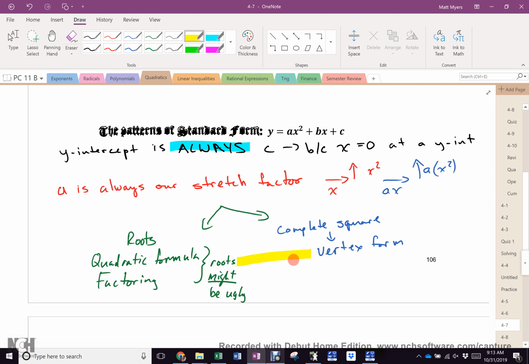No. There's a parabola, yeah? Where are the roots?